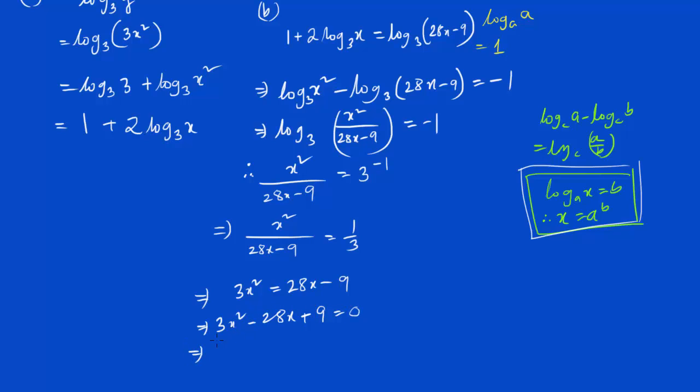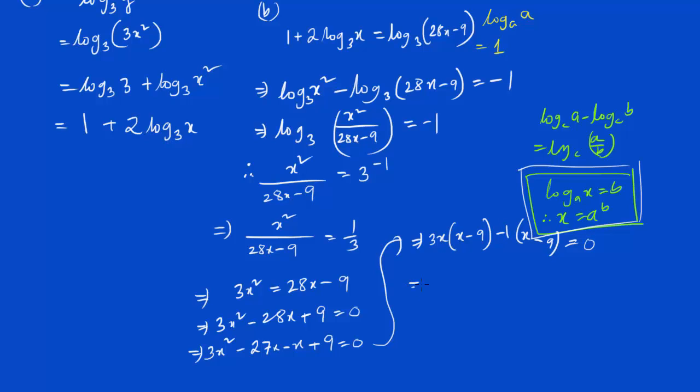We know 3 9s are 27. So this is 3x squared minus 27x minus x. That way it is 27 1s are 27, plus 9 equals to 0. So this is going to be, if we take 3x common, it would be x minus 9. If we take minus 1 common, it would be x minus 9, and we have equals to 0. So we have x minus 9, 3x minus 1 equals to 0. Therefore, x equals to 9 or x equals to 1 by 3.